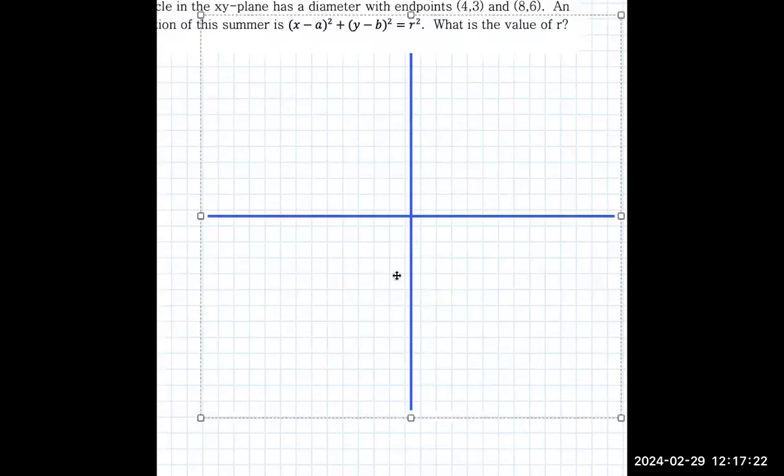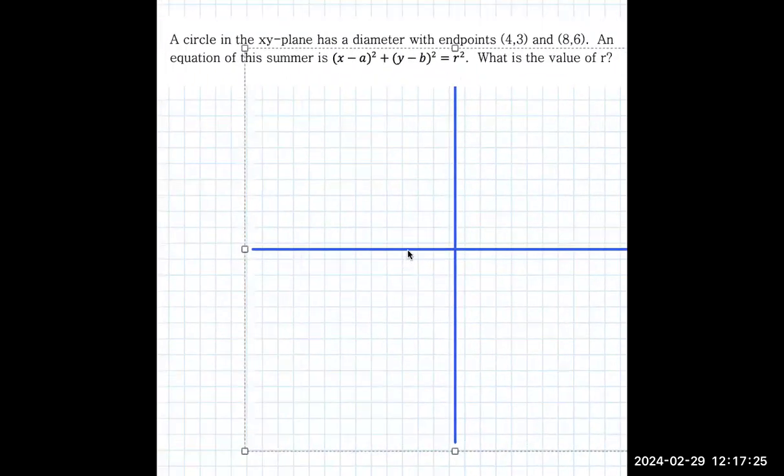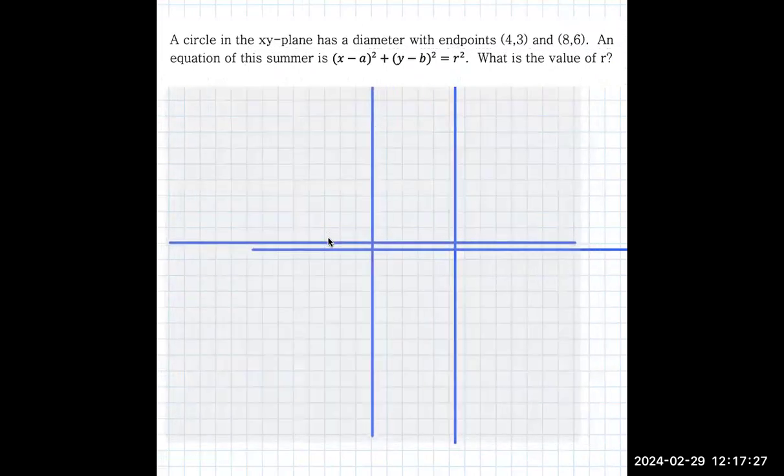In this question, we're hearing about a circle with endpoints at (4, 3) and (8, 6). So let's just imagine for a second what a circle like that would look like with those given endpoints.